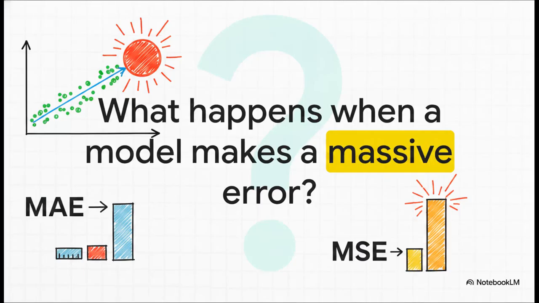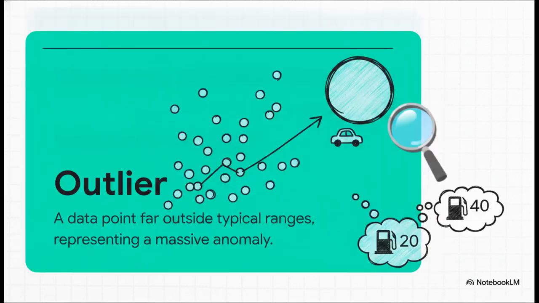I want you to imagine a scenario. Your model has been making smooth, highly accurate predictions all day. And then, suddenly, out of nowhere, it is wildly, spectacularly wrong about a single data point. How do our two loss functions handle this massive, unexpected error? This massive error is almost always caused by an outlier, and an outlier is just a data point that falls way outside typical ranges. For example, let's say your model is predicting fuel efficiency based on car weight. Most 3,000-pound cars might get around, say, 20 miles per gallon.